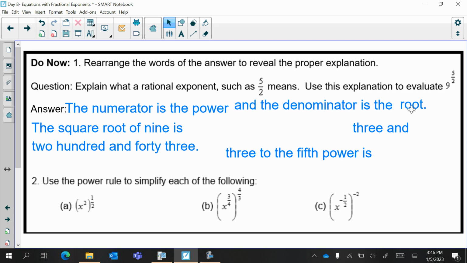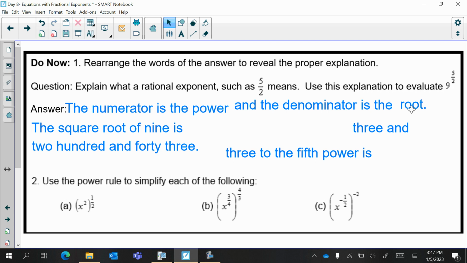The square root of 9, because what's happening here is if the power is 5 and the root is 2, you get to choose whether you want to raise 9 to the 5th power first, or if you want to do the square root of 9 first. You could do the power or the root first. The choice is yours. The order doesn't matter. And you know what? I don't know what 9 to the 5th power is.